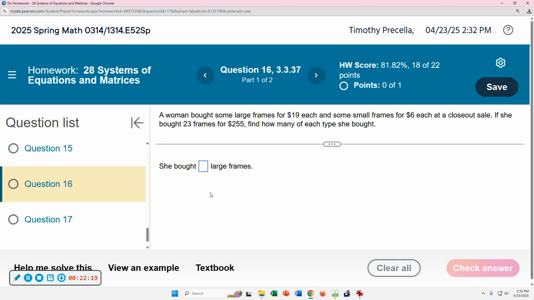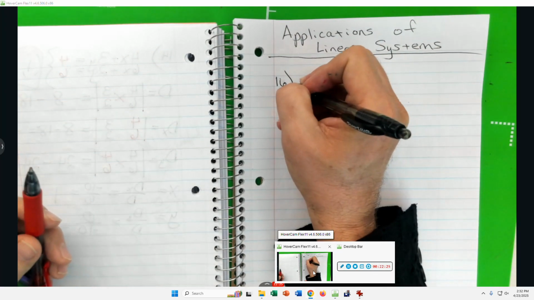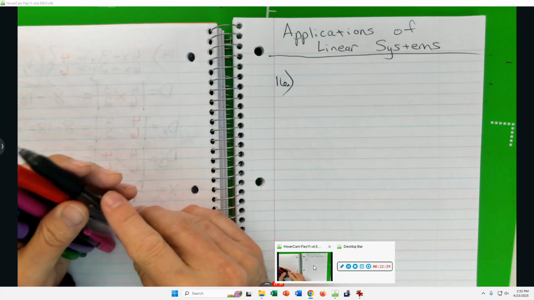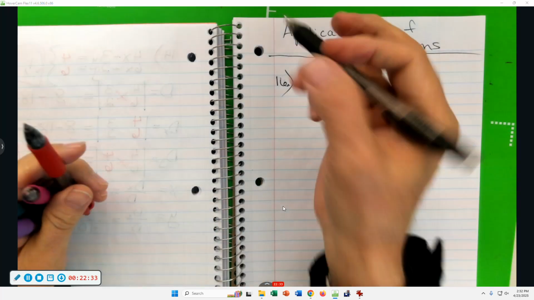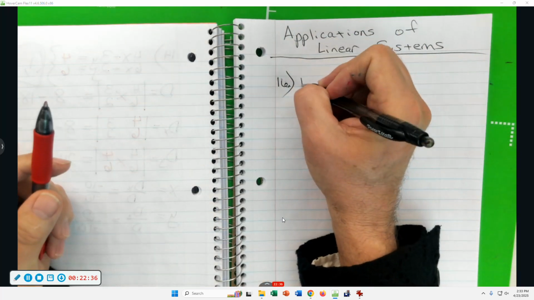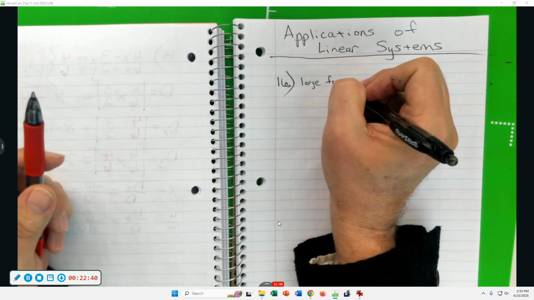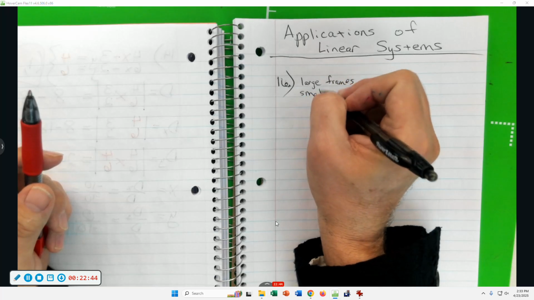And switch to my paper. This is number 16. I'm going to start making a table, a procedure to set up these linear systems. You can summarize the information that they give you using a table, and that's what I'm going to do here. I think there are two unknowns: how many large frames she bought, and how many small frames.